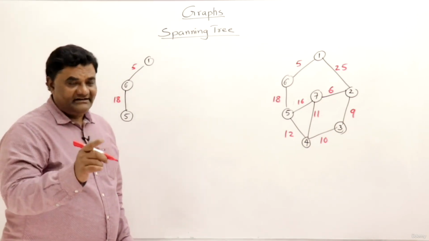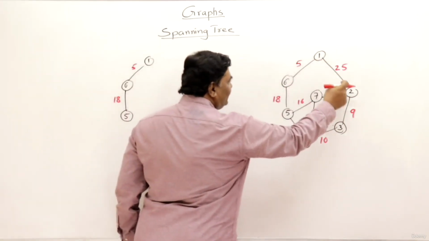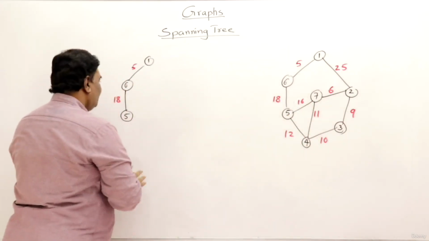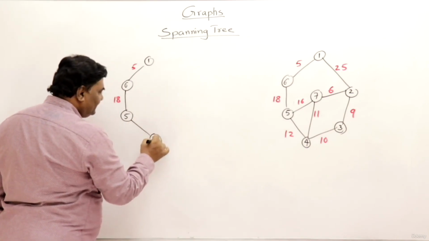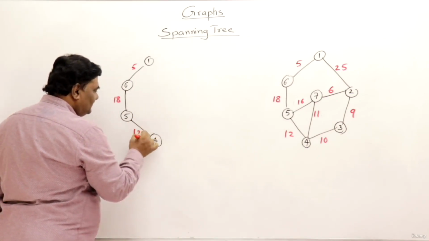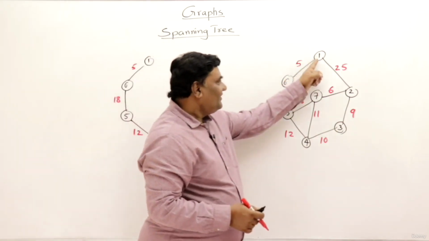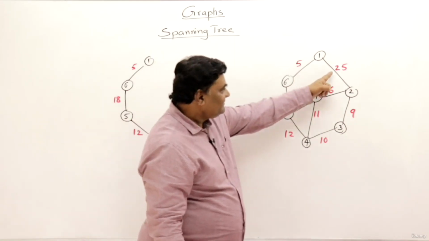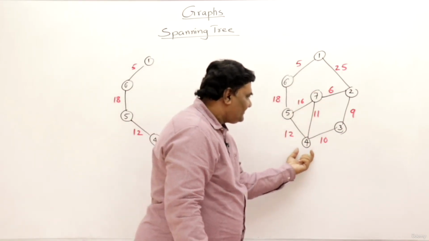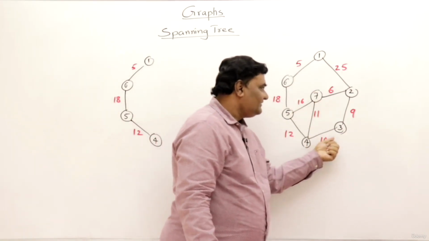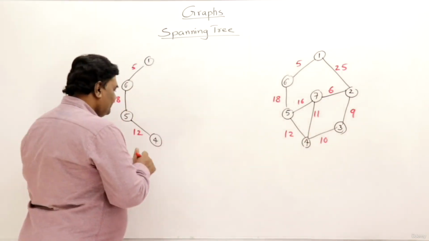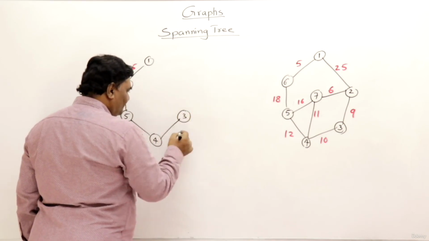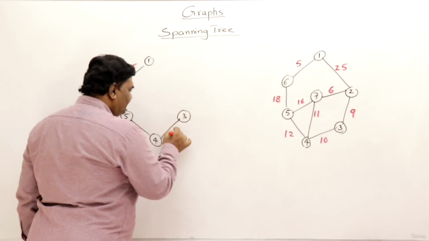Now repeat the same thing. Select the minimum but connected. From 1 it is 25, from 5 it is 16, 12 and 11. So 12 is minimum. So select 12. Now next, from 1, 6, 5 and 4, find out the minimum connected. This is 25, this is 16. For this one, this is 11 and this is 10. So 10 is minimum. Take that minimum. This is 3 to 4 or 4 to 3, which is of weight 10.